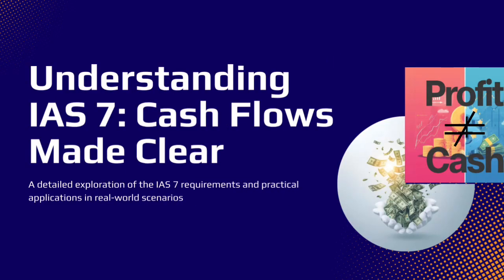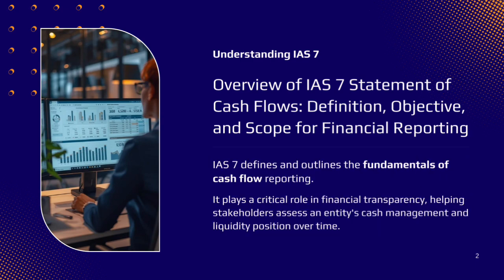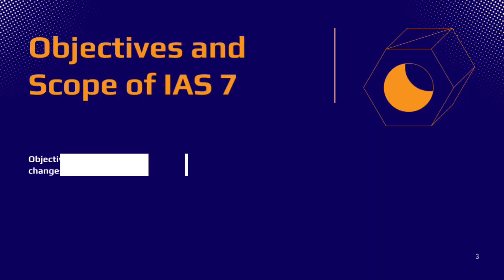In finance, we often say, cash is king. You might look at a company's income statement and see a massive profit, but that profit is based on accrual accounting. It includes revenue that hasn't been collected and expenses that haven't been paid. That's why we need the statement of cash flows, governed by IAS 7.